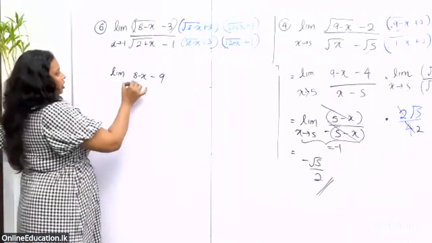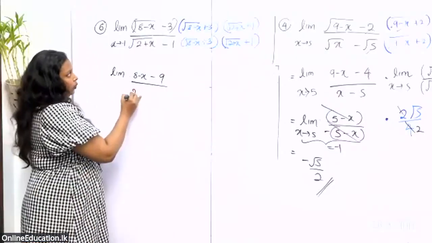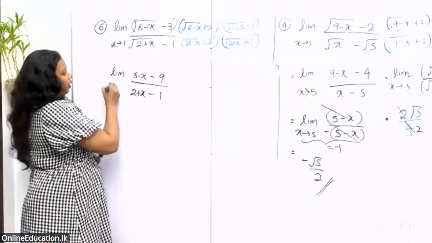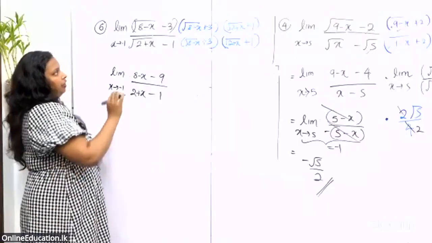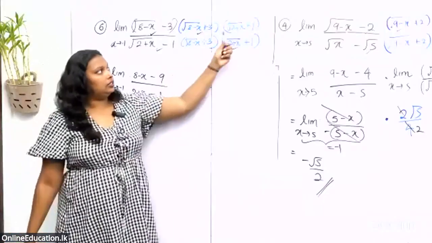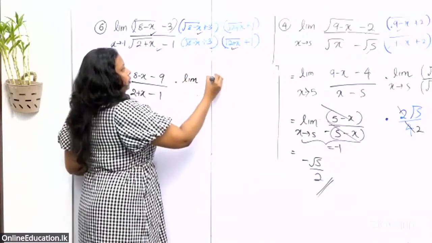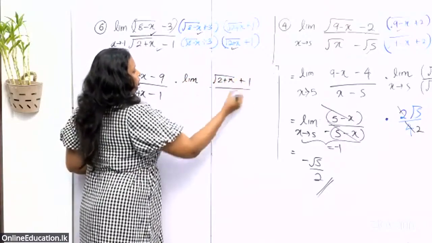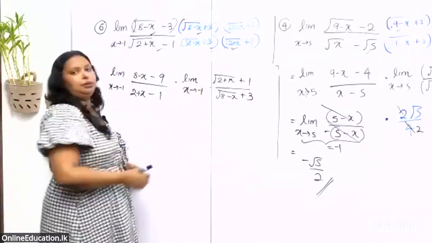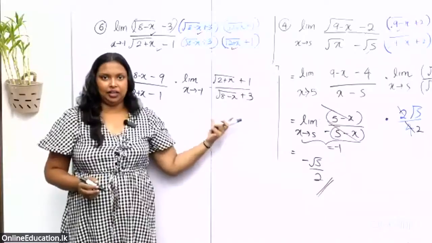For the denominator, pair this and this. Then we get root 2 plus x squared, which is 2 plus x, minus 1 squared, which is 1, when x tends to -1. So when you pair these, what remains? These two. I will separate it: limits of root 2 plus x plus 1 over root 8 minus x plus 3, when x tends to -1. Is it clear? So for the part we separated, we can go for direct substitution.